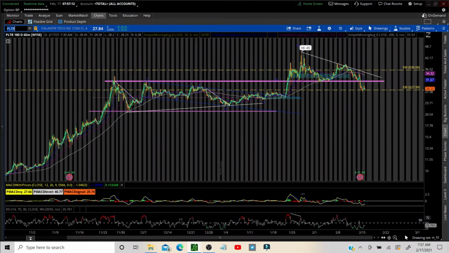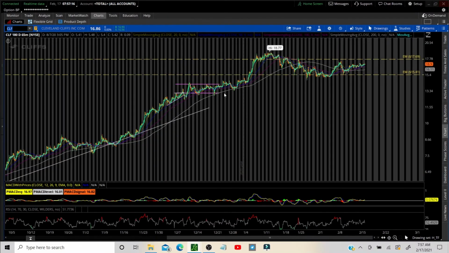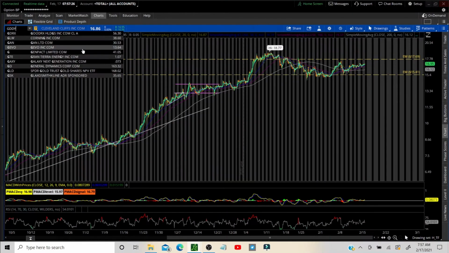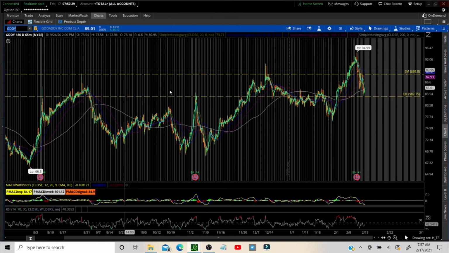Okay, let's move on to Cliff. Cliff looks like it wants to move up just a little bit more, perhaps to the expected move here. Maybe a nice little day trade. We'll keep an eye on that one. GoDaddy.